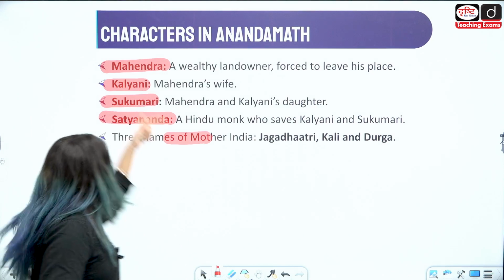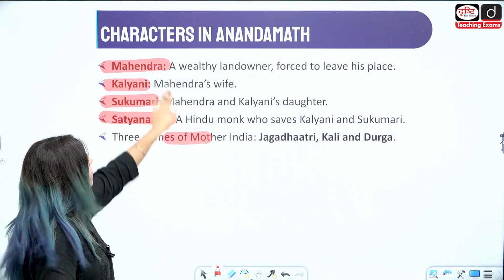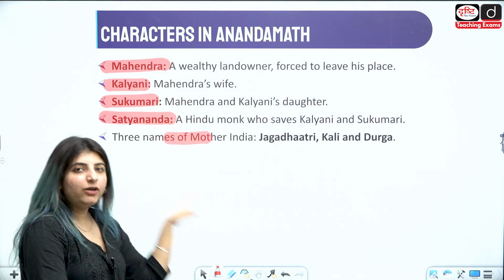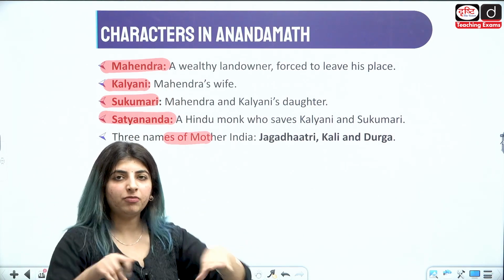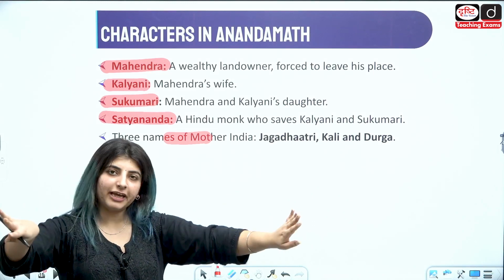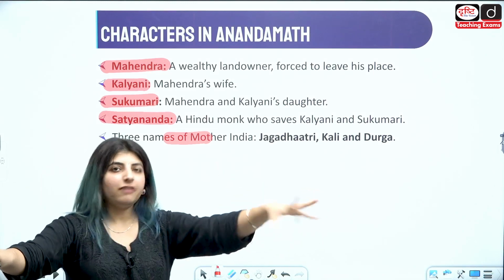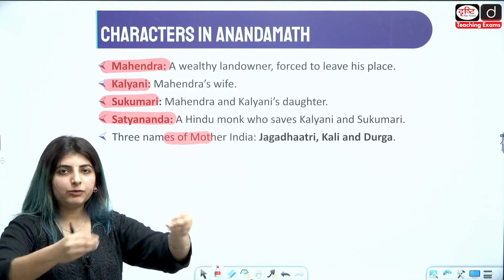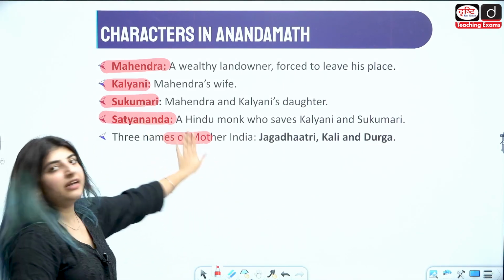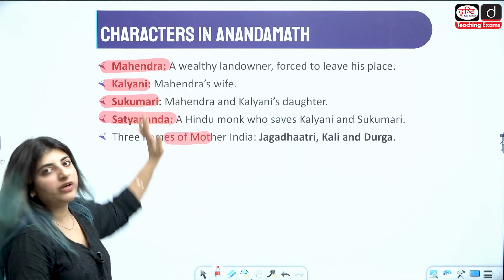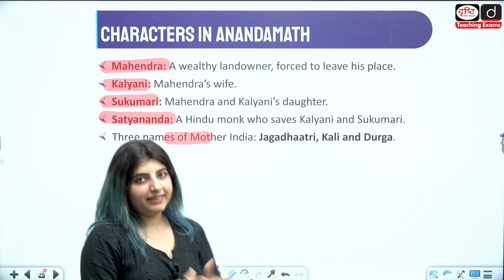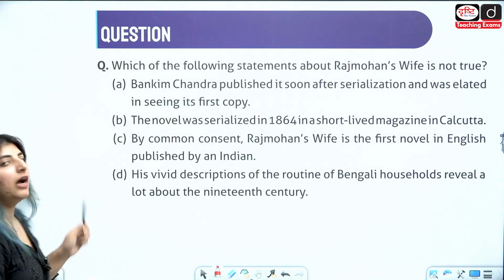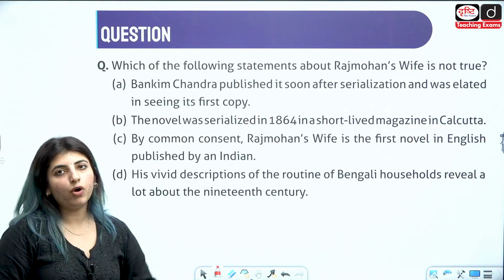And we also see Kalyani and Sukumari, Kalyani and Mahendra's daughter, and when they try to leave the place because of the hustle and push, the husband and the wife get separated. With the wife is the girl child, right? Later on we see that riots have also broken out. So Satyanand saves Sukumari and Kalyani, and at the end both the husband and the wife unite together, right?